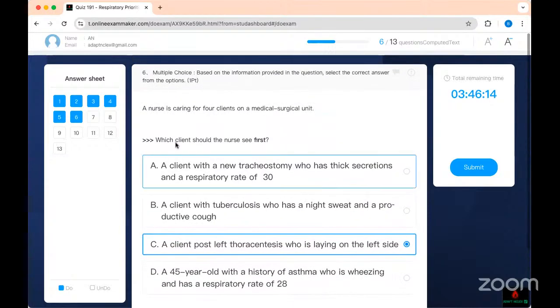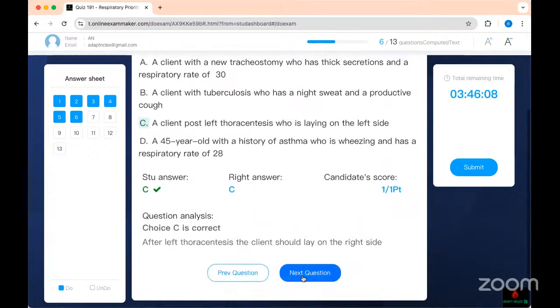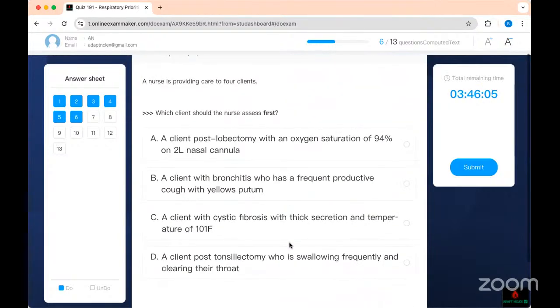if you watch our top NCLEX videos, I talk about all these things so that you don't get trapped. So this is the content related to that. Which client should the nurse assess first? A client post lobectomy with oxygen saturation 94. After removing the lung, they have saturation 94 on 2 liters. A patient who has bronchitis has a bunch of secretion. A patient who has cystic fibrosis has thick secretion and temperature 101. A patient who has tonsillectomy is swallowing frequently and clearing his throat. All are concept-related questions, and I know you know.